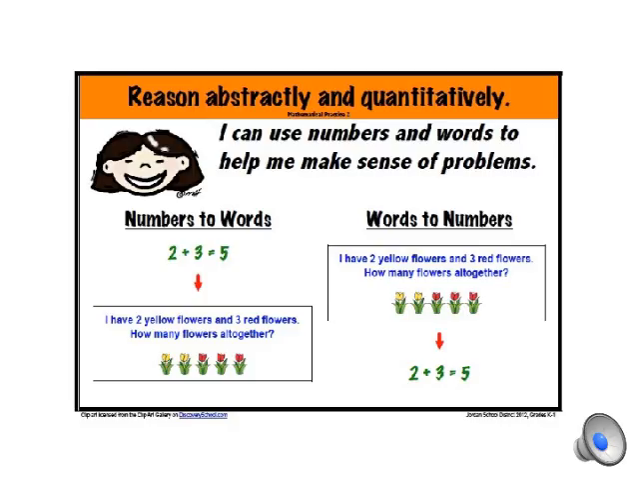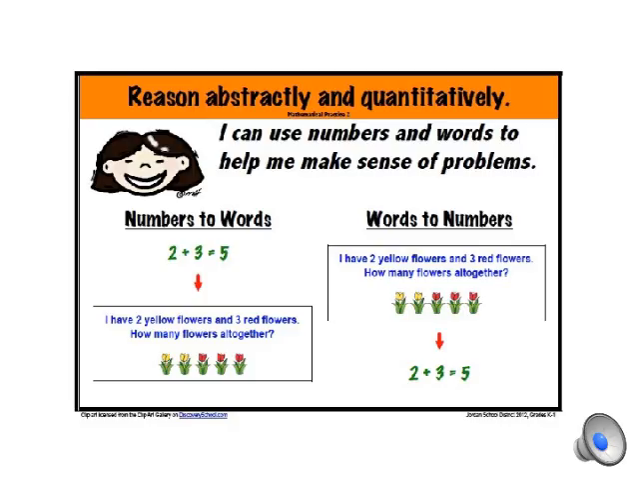This is an example of a poster that you might use in your classroom to help students understand what is expected of them. According to Mathematical Practice 2, I can use numbers and words to help me make sense of problems. I can go from numbers to words. For example, I can go from 2 plus 3 equals 5 to I have 2 yellow flowers and 3 red flowers. How many flowers do I have? Or I can go from words to numbers.